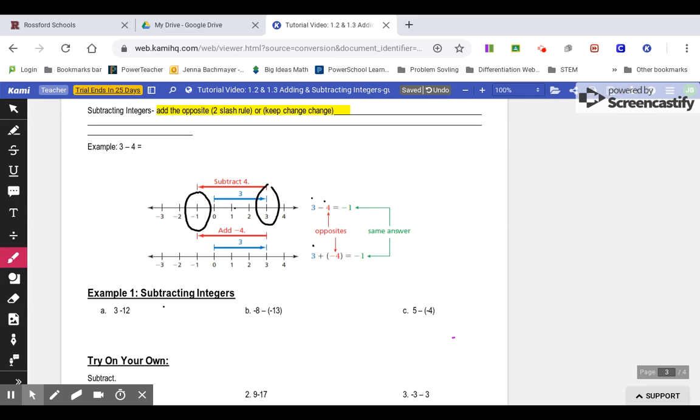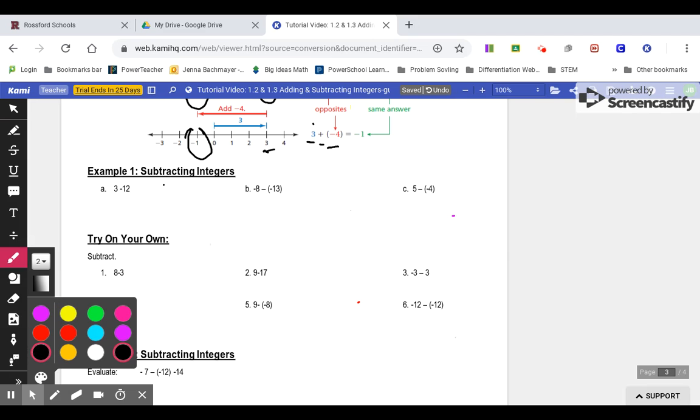They write it differently down here. They do the keep, change, change, or the two-step rule. They kept the 3, they changed the subtraction sign to addition, and then they made this +4 a -4. On the number line, it looks relatively the same. We're starting at the 3, and we're adding a negative number, so we're going back 4 spaces, which is also going to give us a -1. I'm going to show you how to do this in these examples right over here.